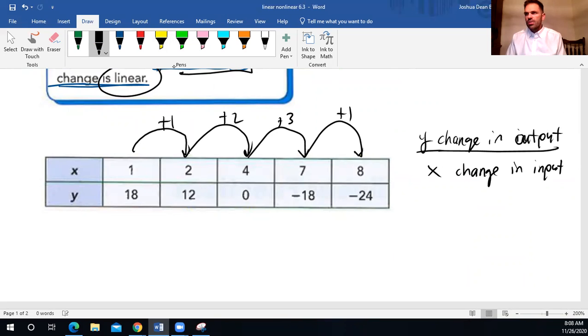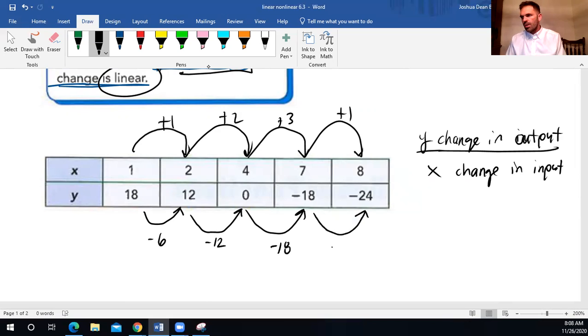Now, you might think to yourself, oh man, Mr. Josh, these are not constant, right? Well, before you say anything, let's check the change in the y values. So from 18 to 12, that's a minus 6. From 12 to 0, that's a minus 12. From 0 to negative 18, that's minus 18. And from negative 18 to negative 24, that's a minus 6.